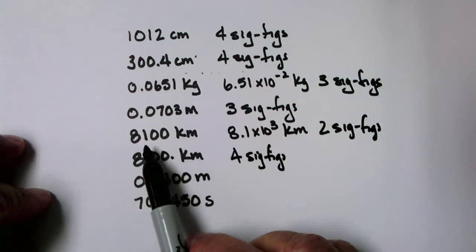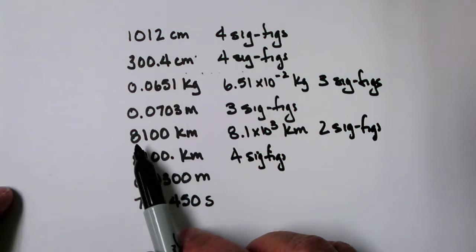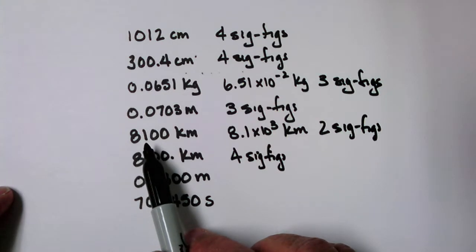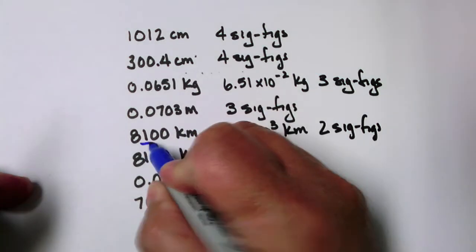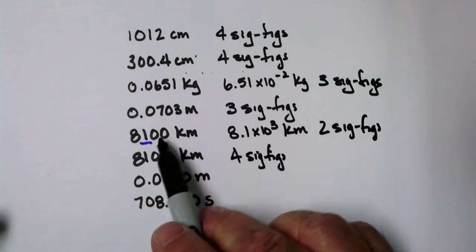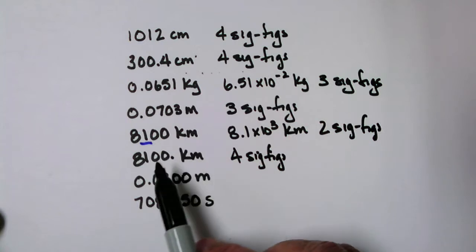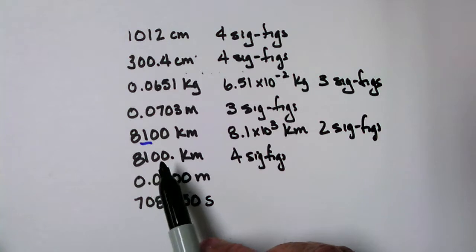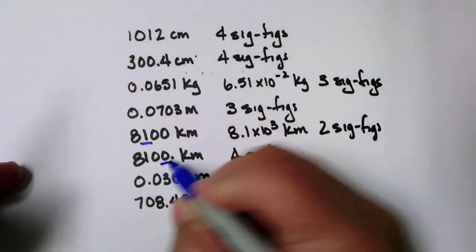What this is saying is that this measurement right here, we used an instrument that was only graduated out to the thousands of kilometers, and we estimated the hundreds of kilometers. Since we can only have one estimated digit, this one right here, we put the zeros just to make us interpret this properly as 8,000 rather than 81. In this case, we were using an instrument that could measure out to the tens of kilometers, but estimate to the 1 kilometer. And so here, our estimated digit is in the ones place.